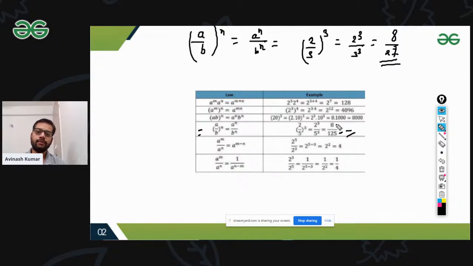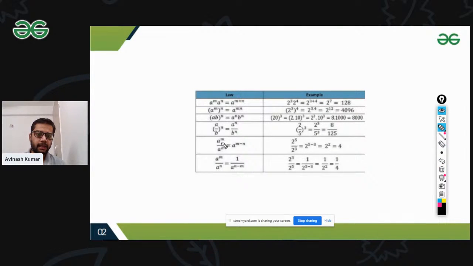Once you understand the formula, then you can solve this question. Okay. Check for another one: a to the power m upon a to the power n. Now the formula is saying a to the power m upon a to the power n is equal to a to the power m minus n.